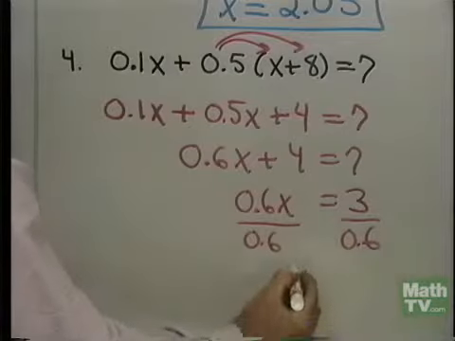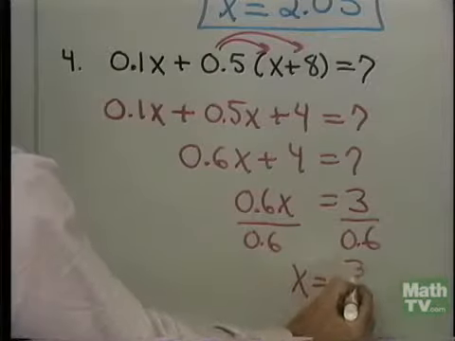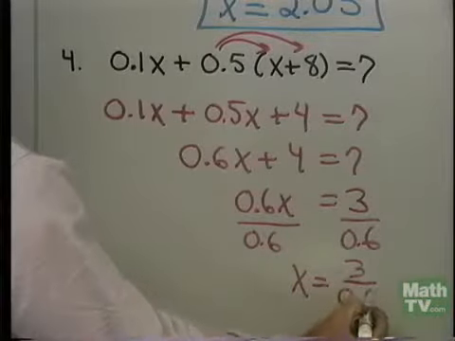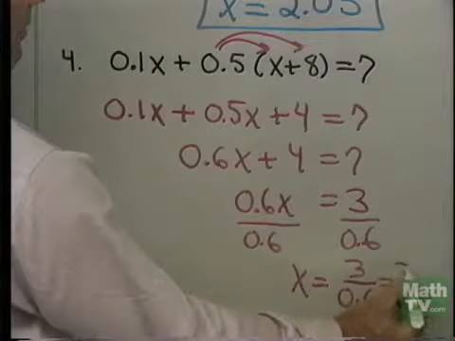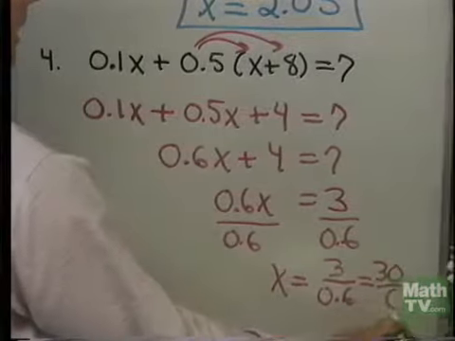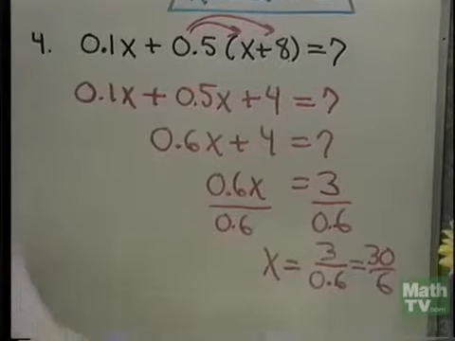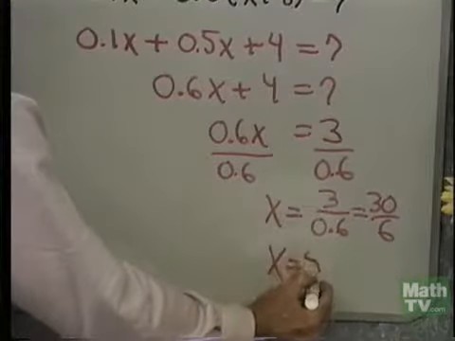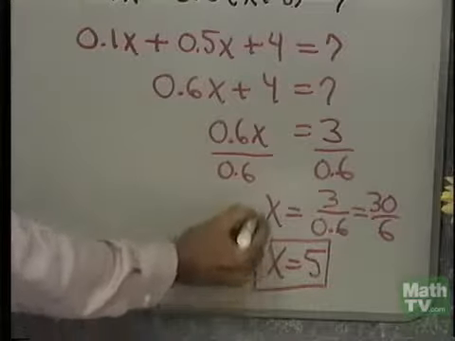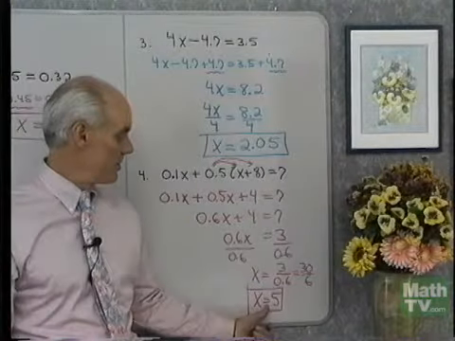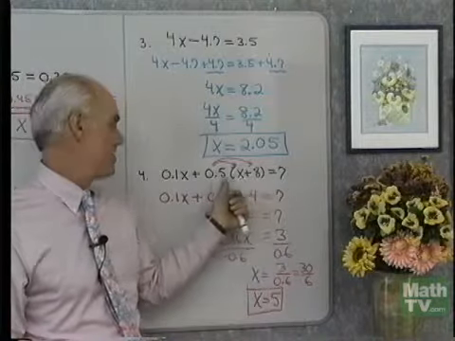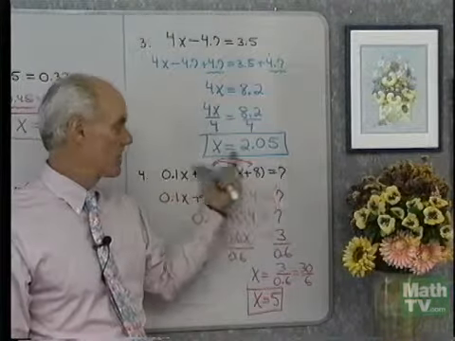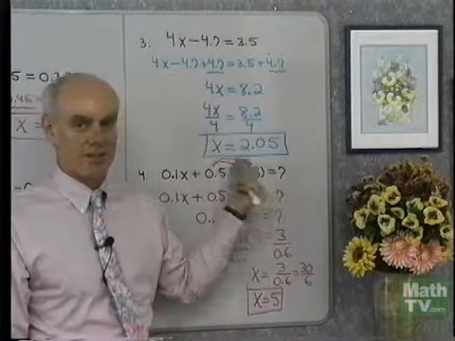And so I end up with just x is equal to 3 divided by 0.6. Multiply the top and bottom of this by 10. That will be 30 divided by 6. And then 30 divided by 6 is 5. So the result is just 5. And I can check that if I want by substituting 5 for x back in the original equation. If I work this all out, this side turns into 7 just like this side.